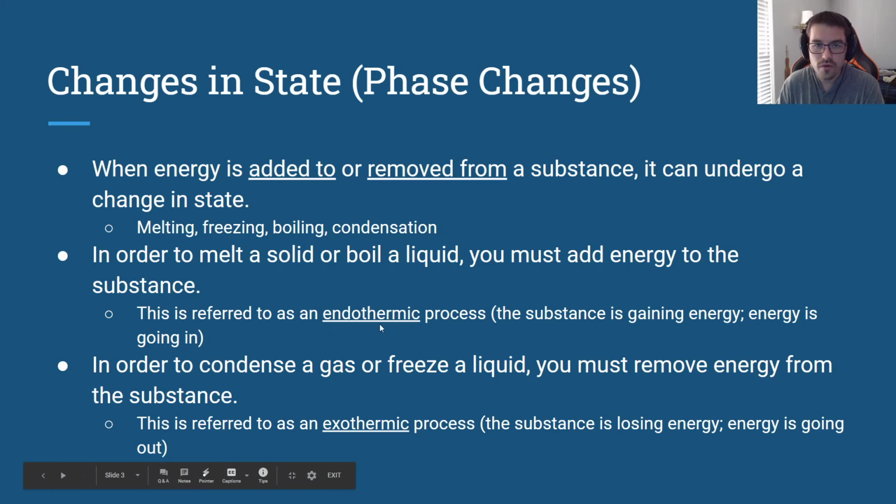The way that I remember these terms, endo kind of sounds like into, right? The substance is gaining energy, energy is going into it. Endothermic, into, endo, kind of sound the same. And then for exothermic, the substance is losing energy or energy is exiting, right? Exit kind of sounds the same. That's how I remember the difference between these. Therm just means heat, okay? So that is sort of the last thing I need you guys to know about this particular topic.